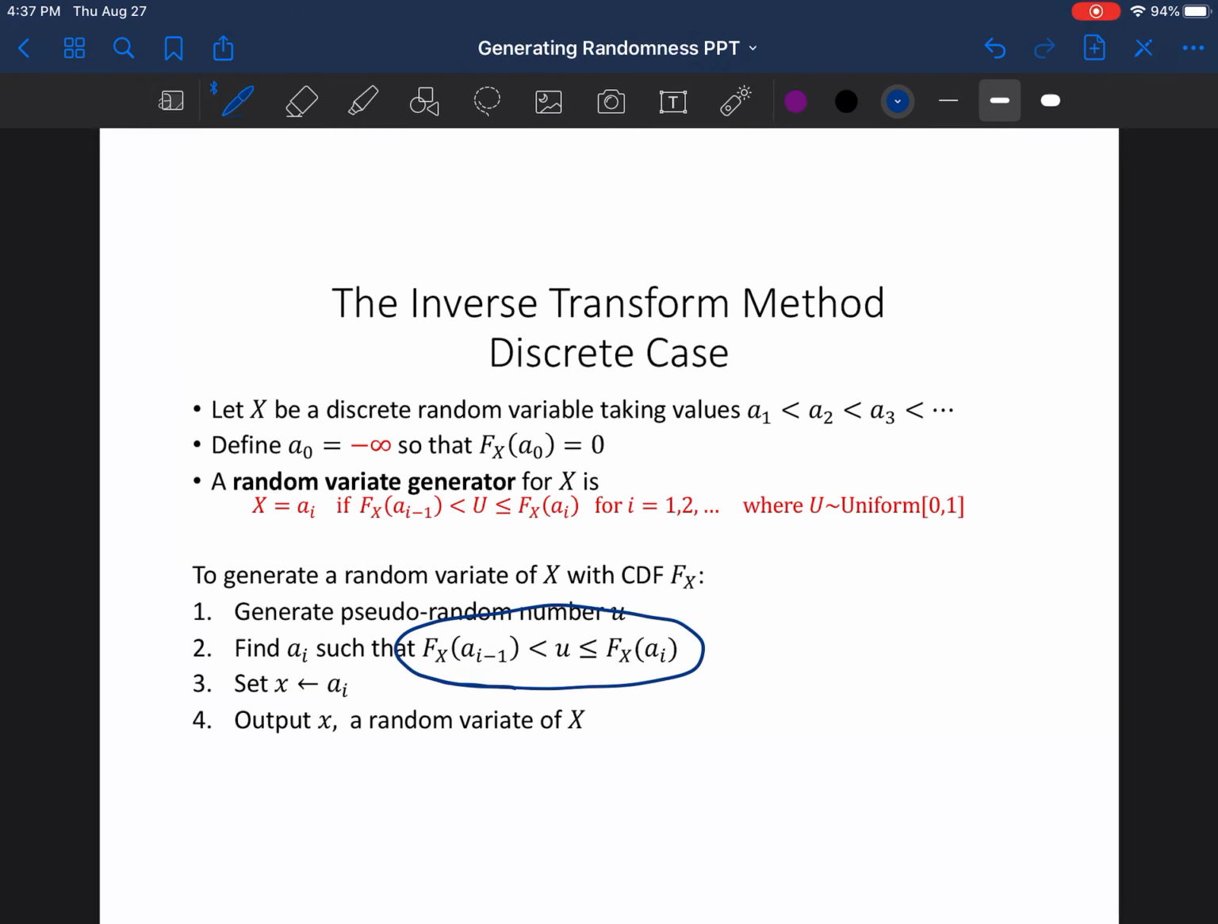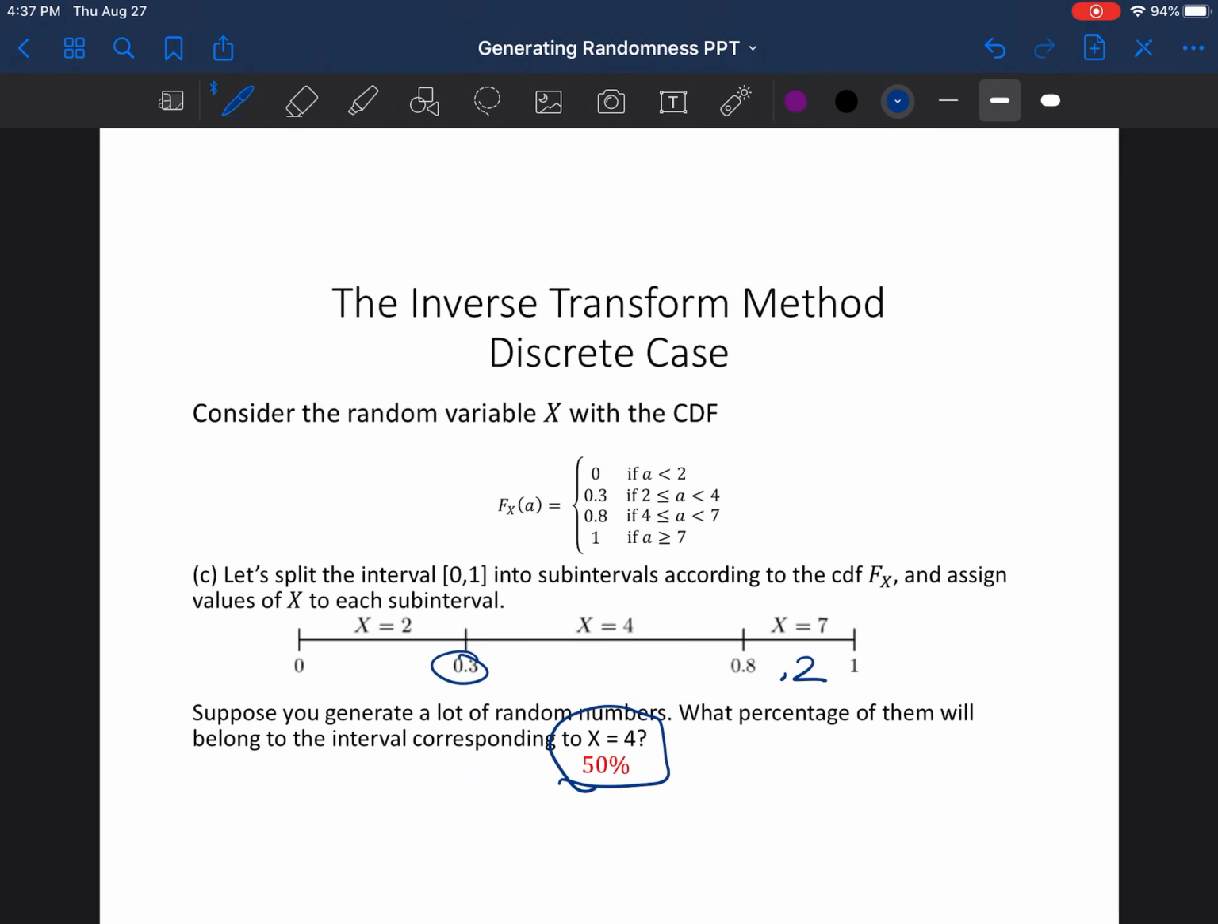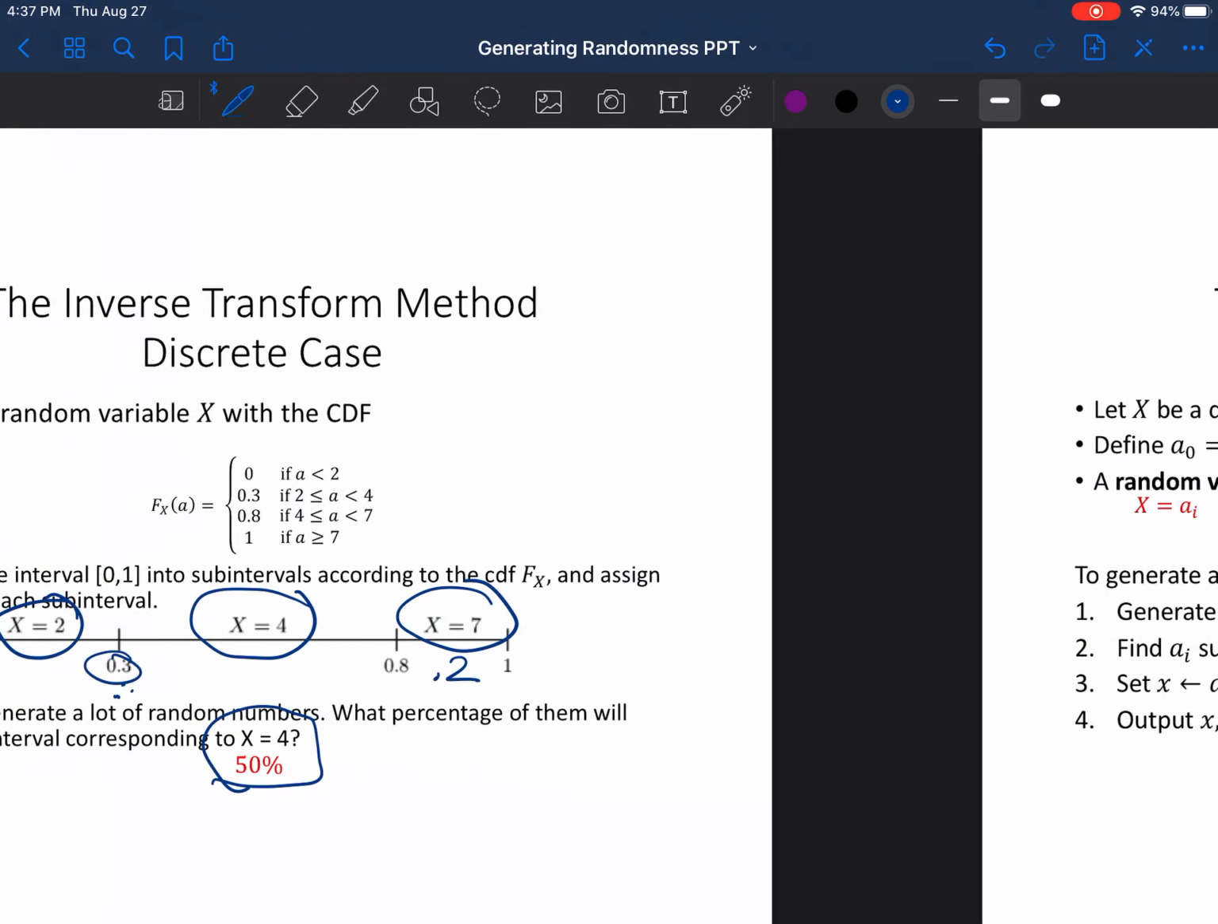Okay. So let's just go back to this example to illustrate it one more time. If we generate the uniform random variable, in other words the random number, and it's between 0 and 0.3, then we return X equals 2. If it comes out between 0.3 and 0.8, we return 4. If it's between 0.8 and 1, we return 7.